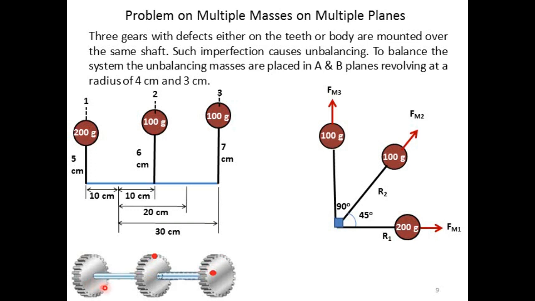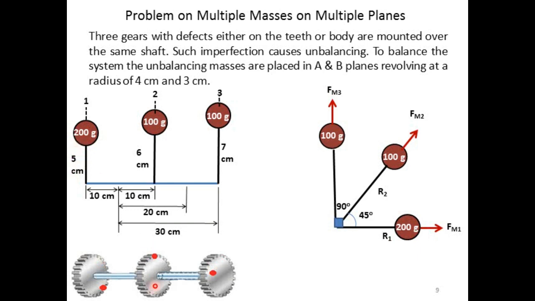Maybe the teeth are broken, or maybe there's some casting defect such as blowholes, and because of these defects there are unbalanced masses. For example, gear 1, the unbalanced mass is 200 gram. Gear 2, the unbalanced mass is 600 gram. Gear 3, the unbalanced mass is 100 gram. The radial distance from the unbalanced mass to the axis of rotation is 5 centimeter.